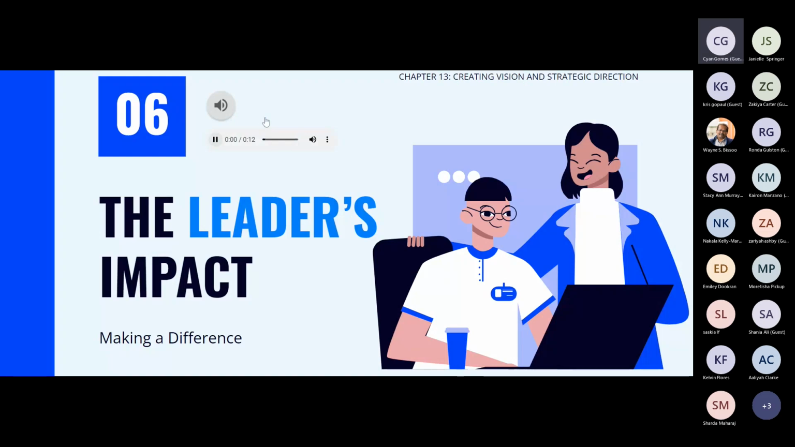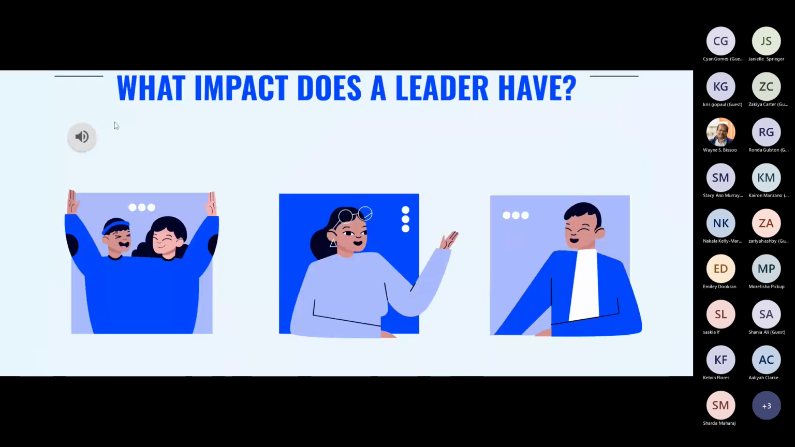For the next section, let's look at the leader's impact, making a difference. As we learned about the leader's contribution, now we learn about their impact and the effect their contribution had. What impact does a leader have? A leader's greatest discretion is often over strategic vision and strategic action.